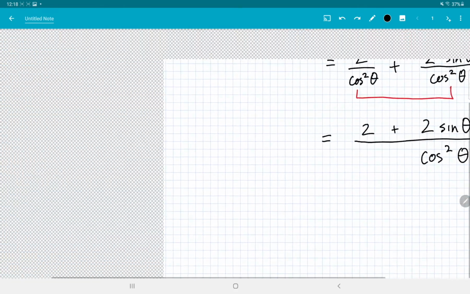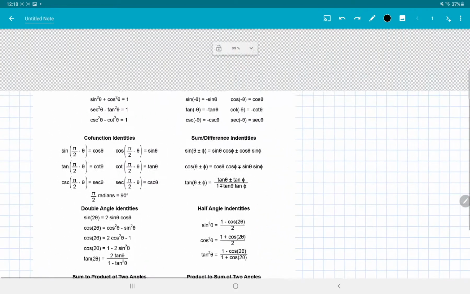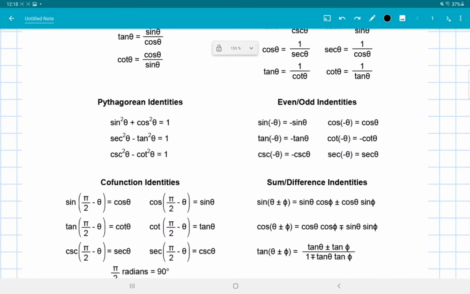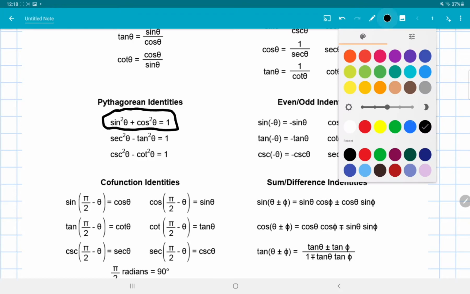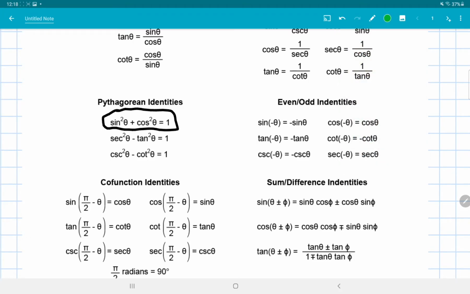How are we going to do that? Let's pop over to our trig identity sheet. And the one that comes to mind is this one. Okay, sine squared theta plus cosine squared theta equals 1. Well, what we can do is rewrite that as cosine squared theta equal to 1 minus sine squared theta.